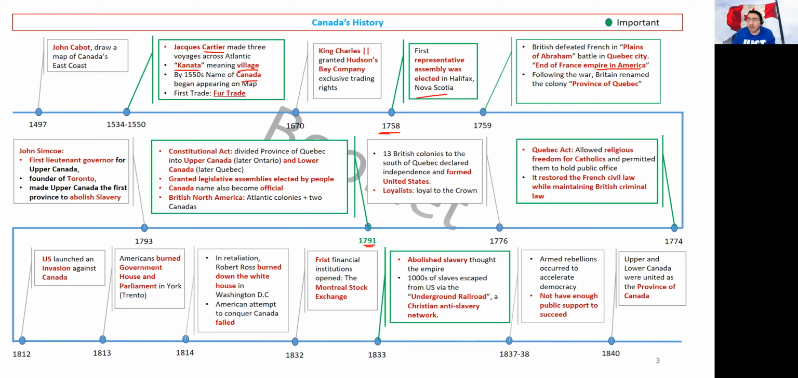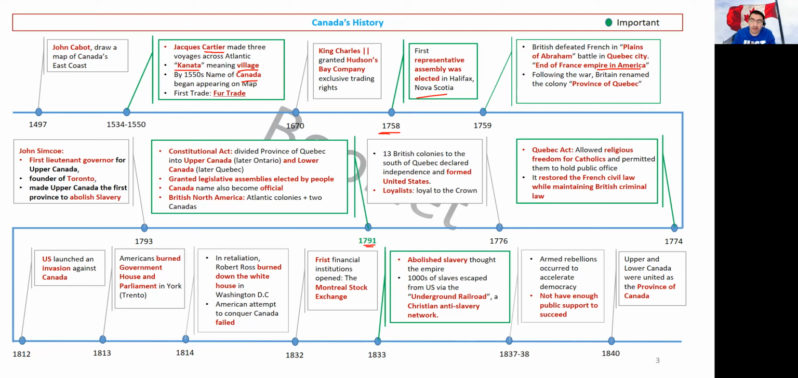Following this war, Britain renamed the colony the Province of Quebec. So the first province appears in 1759 and was called the Province of Quebec. Now we have British control, and the minority is the French people. The French people were Catholic, but they did not have the right to practice their religion, have their own churches, or even hold public offices in elections.